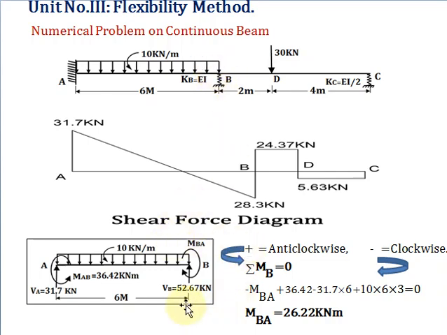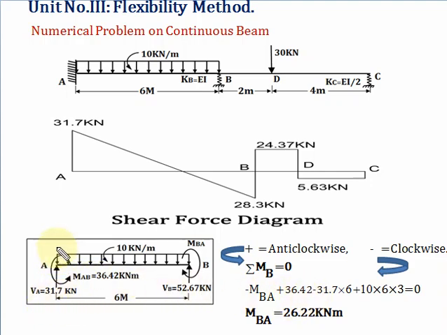Now to find out the moment in member B, we'll consider the moment at point B equal to 0. Again we are considering the anti-clockwise positive, clockwise negative, and we are taking the moment at point B equal to 0. So here MBA is acting in clockwise direction, so it will be minus. Okay, now MAB is acting in anti-clockwise direction, so plus 36.42.